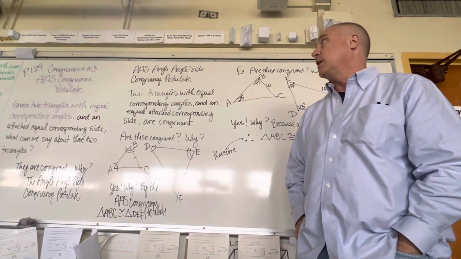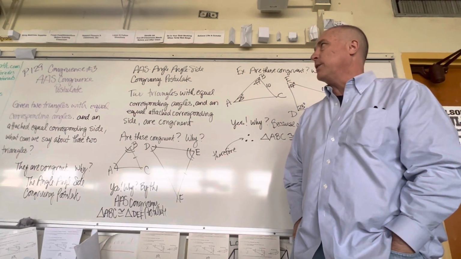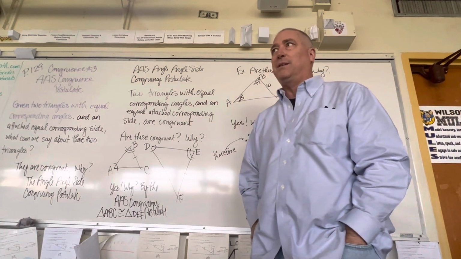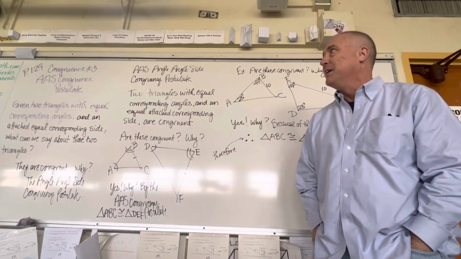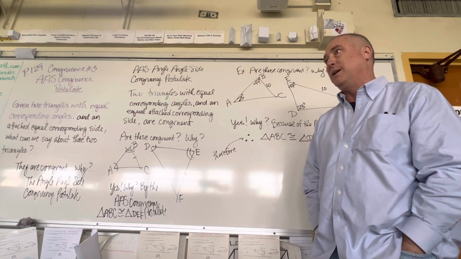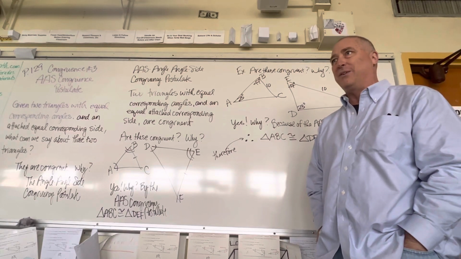So this is going to be page 129 in your composition book. This is congruency number 3, the third lesson in the congruency unit. This one's going to cover yet another postulate for determining congruency of triangles.